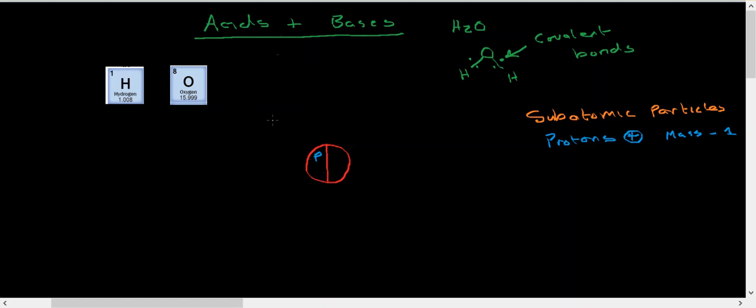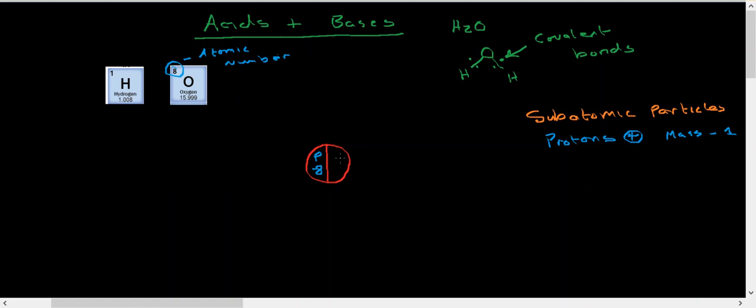Now, how do we know? Let's say we look at oxygen first and then we look at hydrogen. So for oxygen, to find out the number of protons that oxygen has, we look at this number here, which is known as the atomic number. And that tells us that oxygen has eight protons in the nucleus. Another way to think about it is that it has 8 positive charges inside the nucleus of the atom.